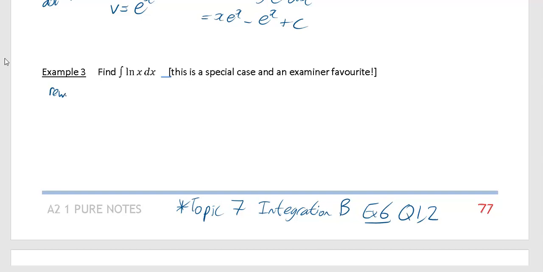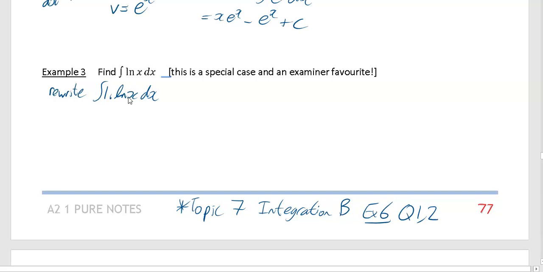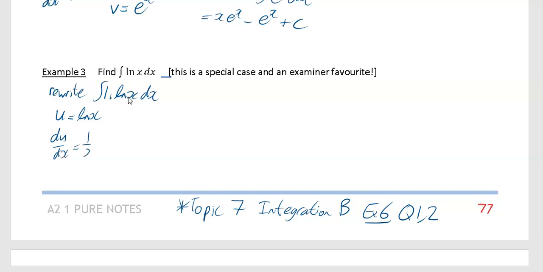So we're going to rewrite first of all, and we're going to think about it as being 1 times ln x dx. Now, normally we would let the u, and this is what's strange here, normally we would let u be the thing such that du by dx is a very simple function. But here we're going to let your u be equal to ln x. That means your du by dx is equal to 1 over x. That means your dv is only left that it can be 1, so your v is equal to x.